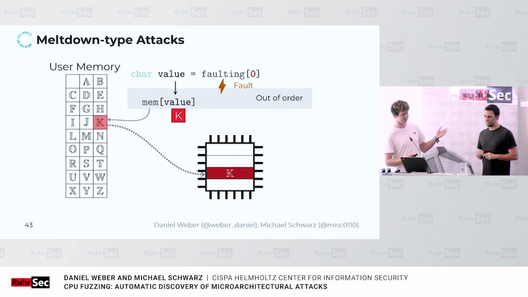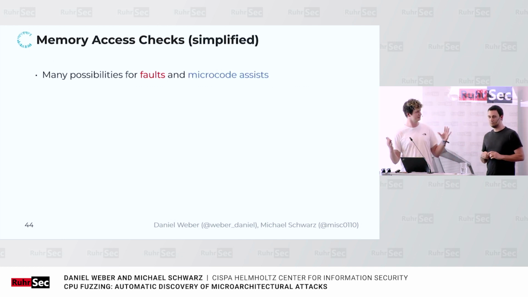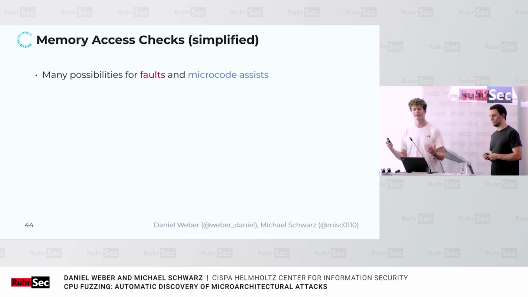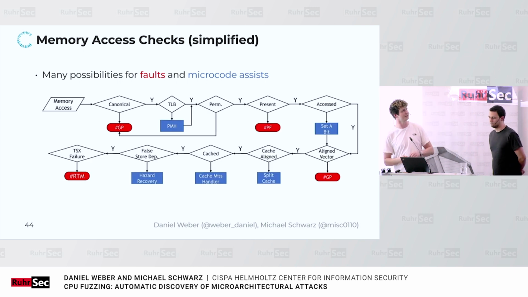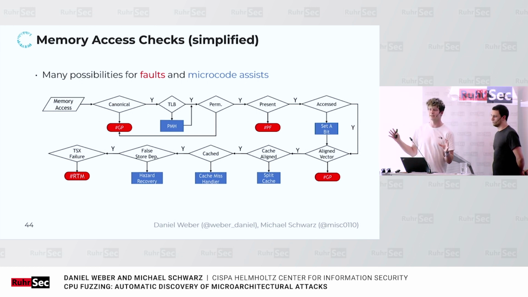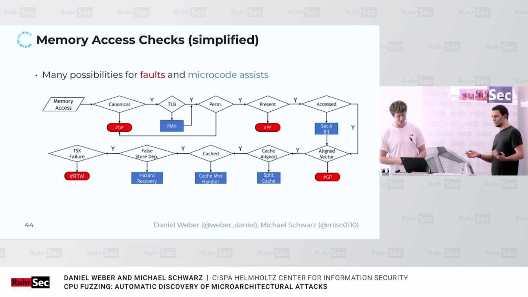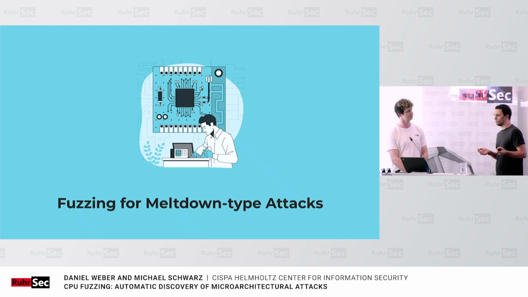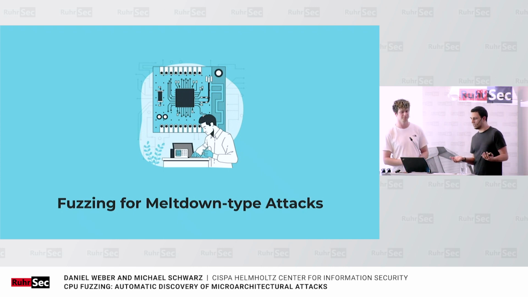And I actually like that idea because there are different possibilities for faults and also microcode assists, situations that are so complex that the CPU has to take some extra steps to handle the error. And in fact, it looks similar to this. Deciding whether or not a memory access is valid is really complicated, with lots and lots of different variations. But that basically screams for fuzzing, right? We have so many combinations that we can use as an input there for the address. And we don't want to try all the combinations manually. So I would say, let's fuzz for these Meltdown-type attacks.